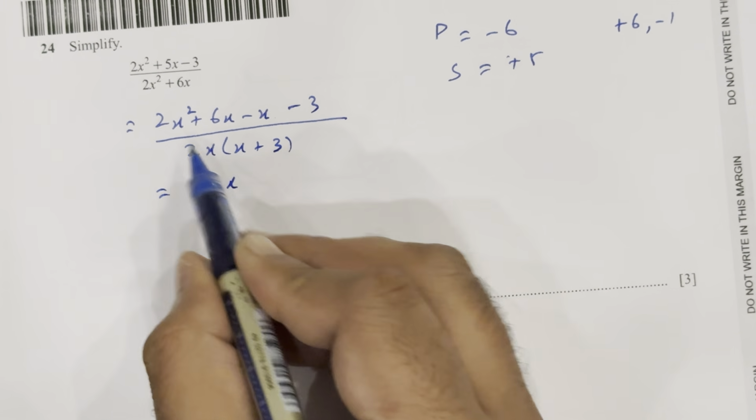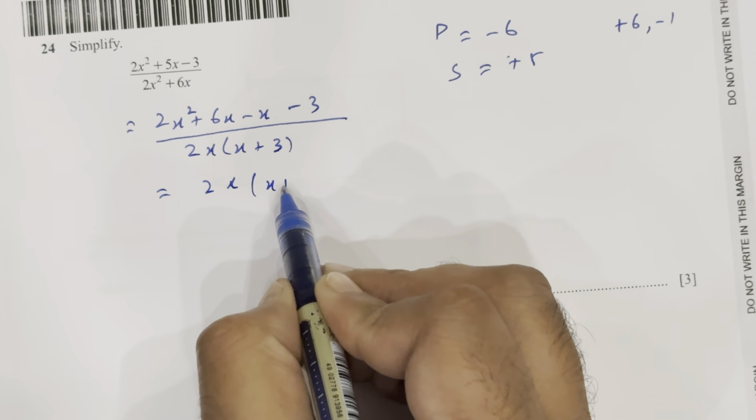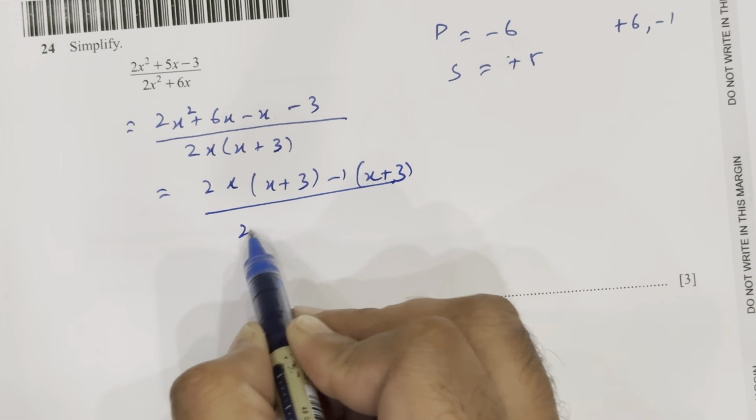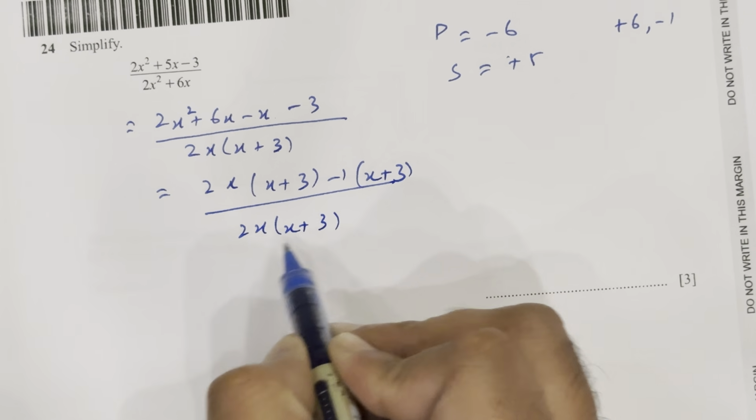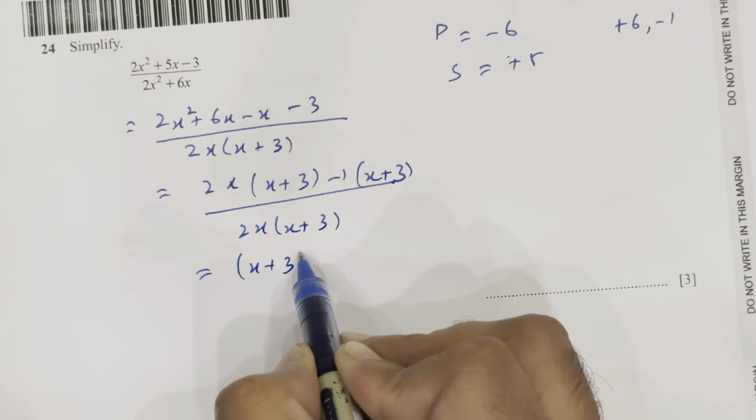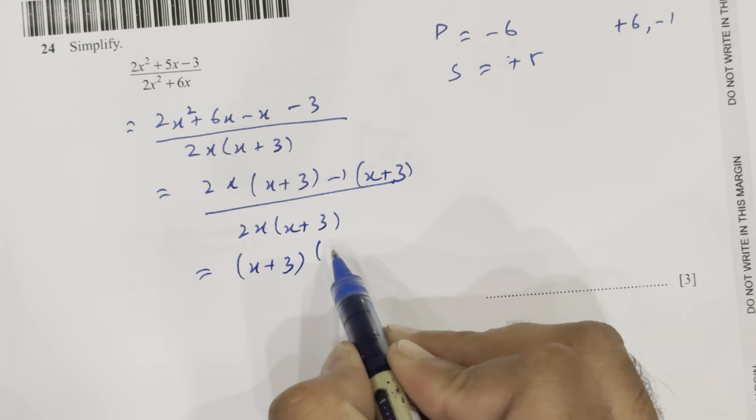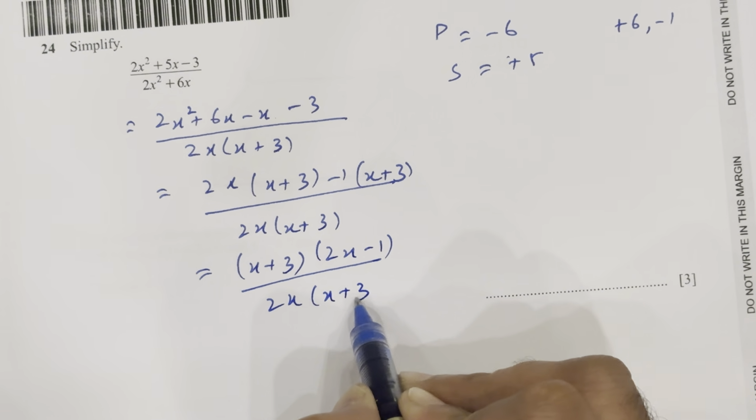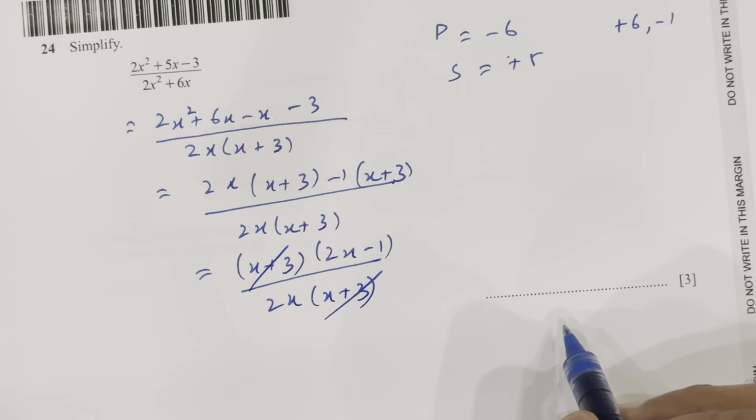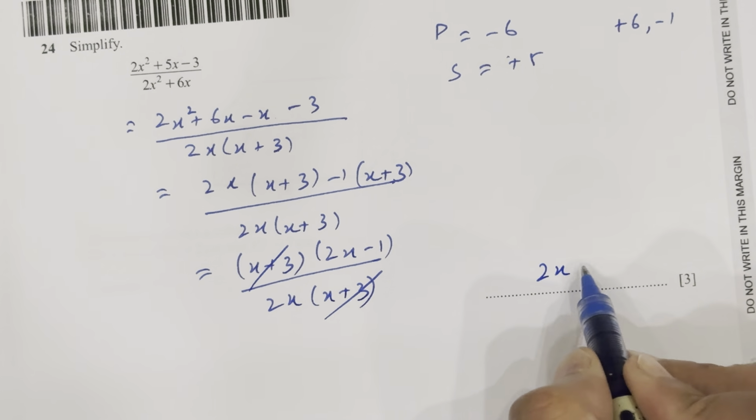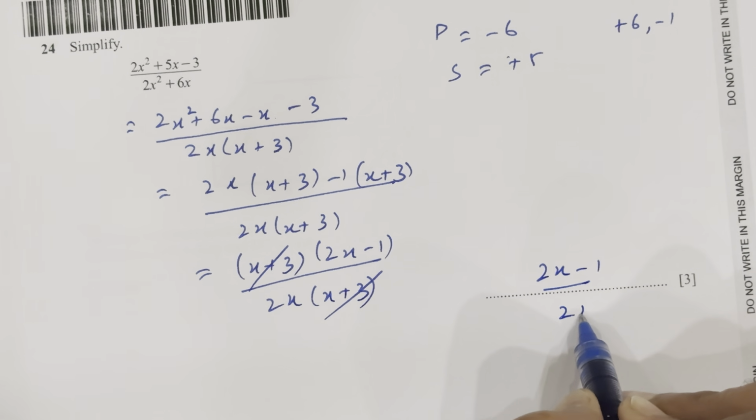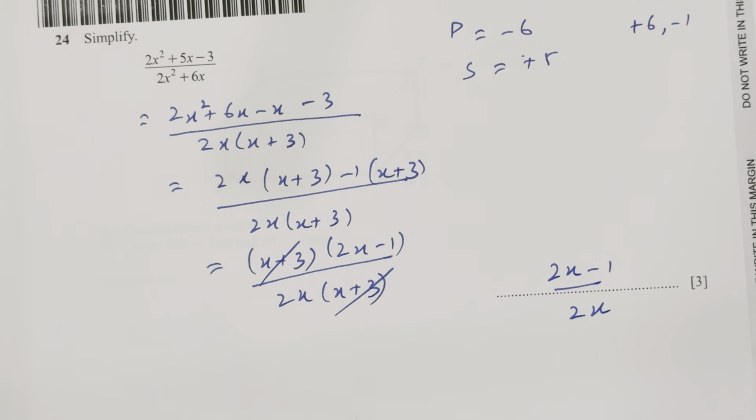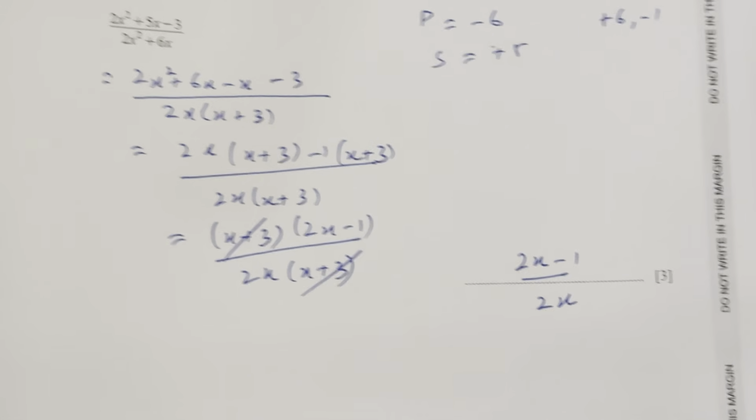Now you need to take the common from the first part, 2x, x plus 3, then minus 1, it would be x plus 3. Now again take the common, x plus 3, that is equal to 2x minus 1 and 2x into x plus 3. I'm going to cancel it with that, it would be equal to 2x minus 1 over 2x. So this is our final answer for this question, and this was a simple question that is carrying 3 marks.